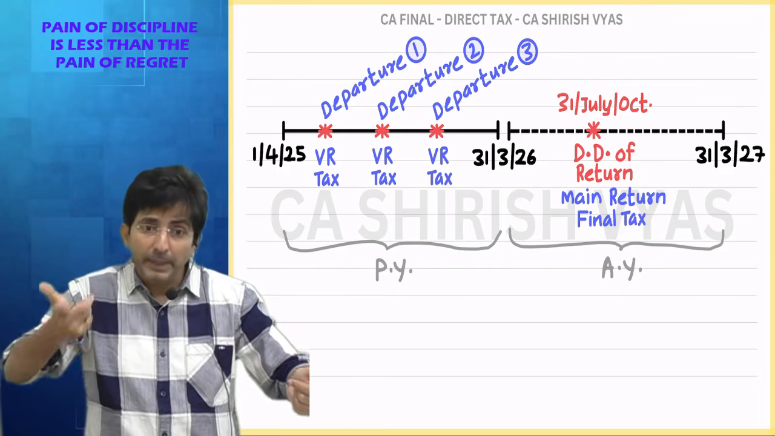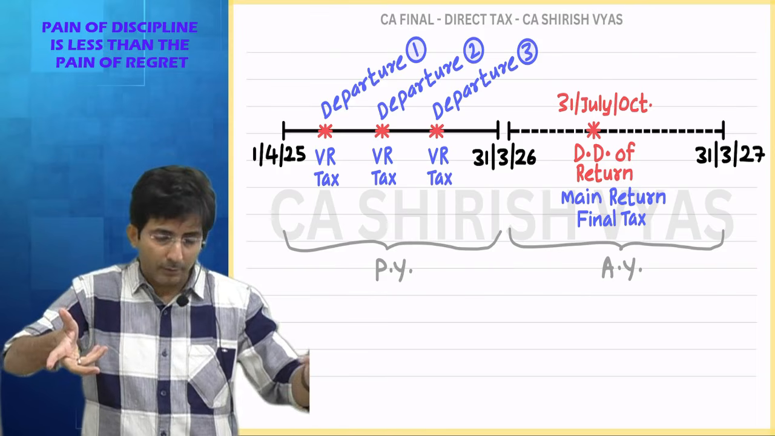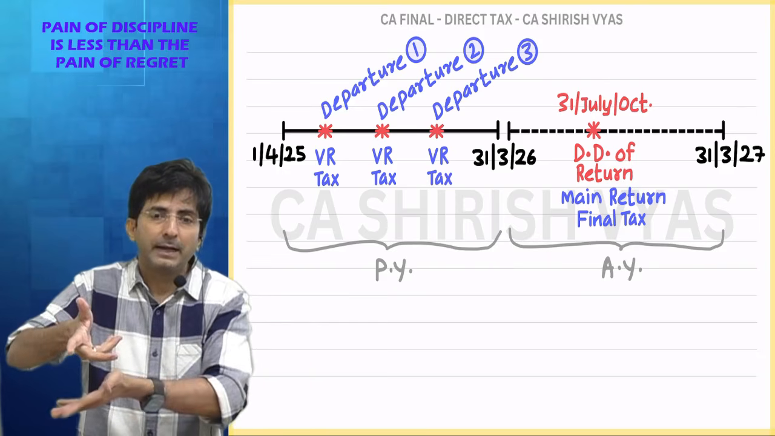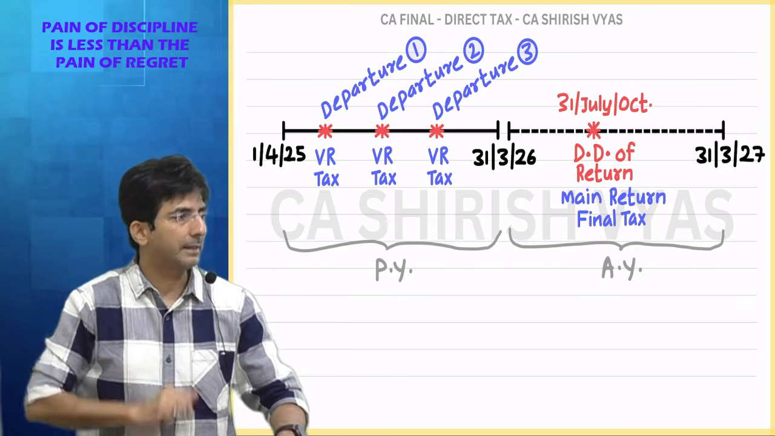And since in the main return your tax will be a little different, the tax which you paid at the time of each voyage will be adjusted. And if you paid more, you will get the refund. If you paid less, you have to pay the balance. Okay.